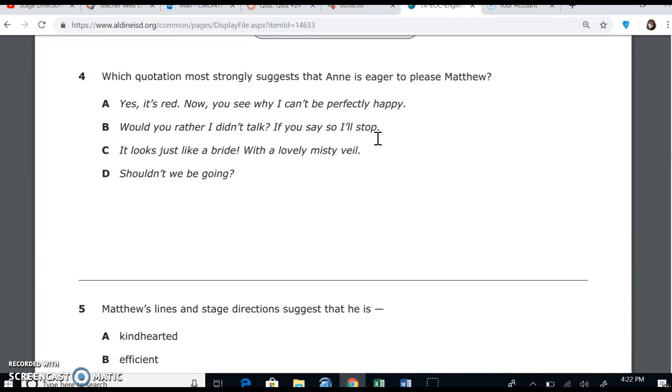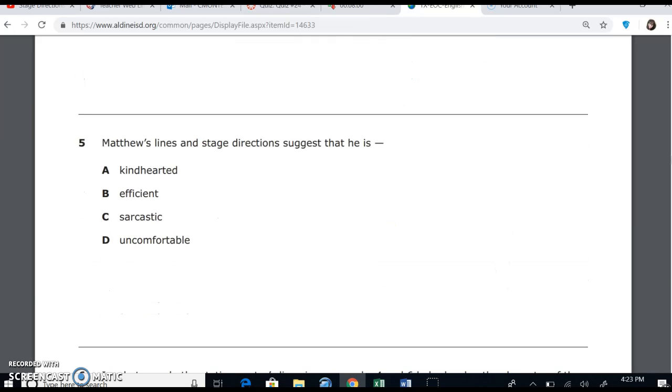Letter C, it looks just like a bride with a lovely misty veil. This one right off the bat, if you remember, once you read, you're gonna be like nada que ver with letter C. And D, shouldn't we be going? This one also looks very random. So you can kind of already make an inference on which answer it's going to be. Let's look at number 5.